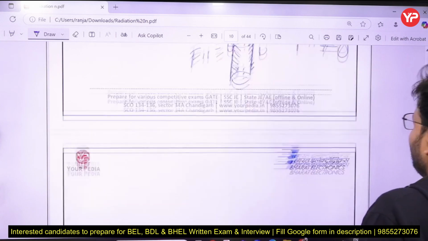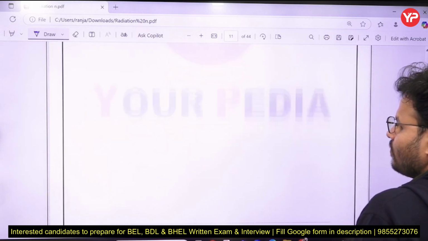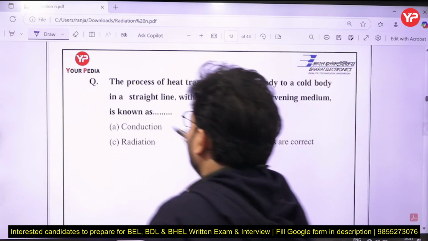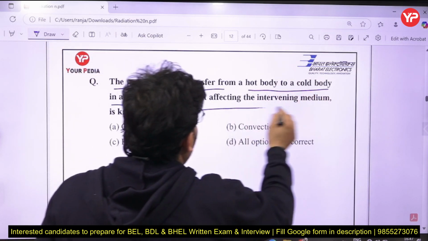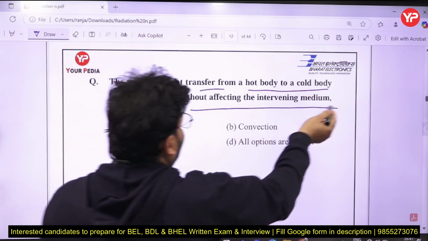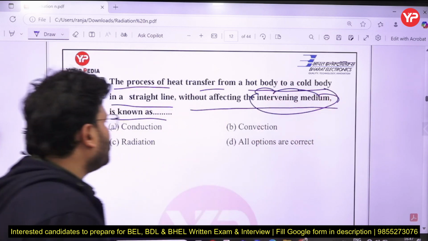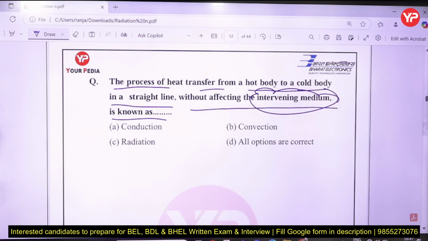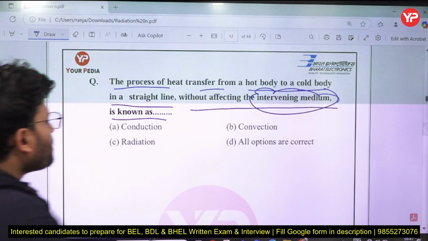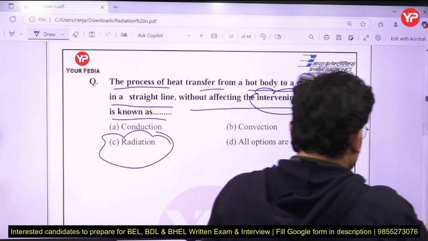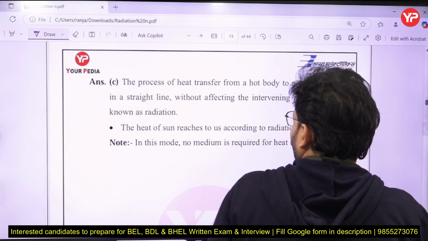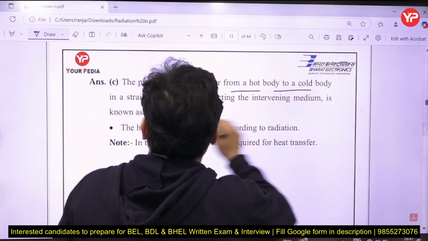Now let's start the discussion with a few questions. Next, the process of heat transfer from a hot body to a cold body in a straight line without affecting the intervening medium. There is no effect of the intervening medium. So what can be that mode of heat transfer, my dear friends? Tell me. Yes, we can say, sir, there is no role of a medium, so obviously that is possible only with radiation. So this is the answer you have, right?